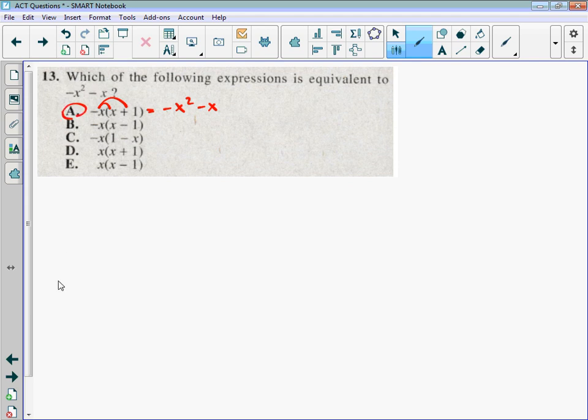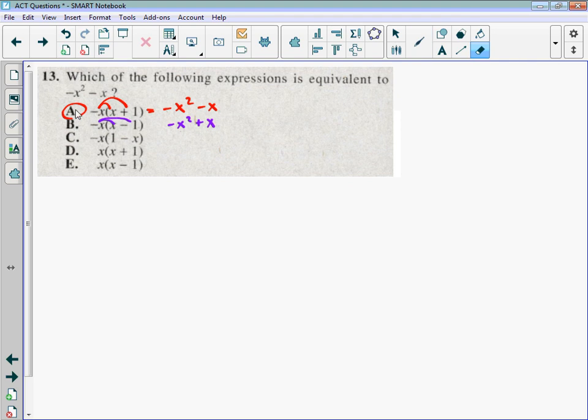Sometimes you get the correct choice right away and you think, okay, maybe I did something wrong. If you check any of these other ones here, like the second one, for example, if you distributed the negative x through on this one, you would still get that negative x squared for the first term, but a negative times a negative would give you a plus x in the back. So that one doesn't match. So that might make you feel a little bit better about it.